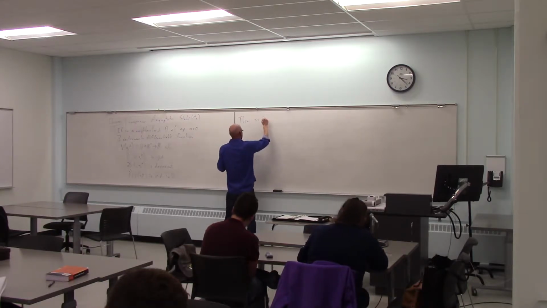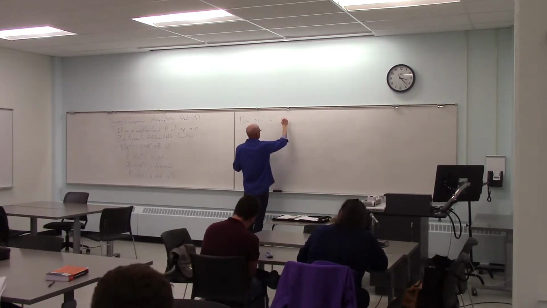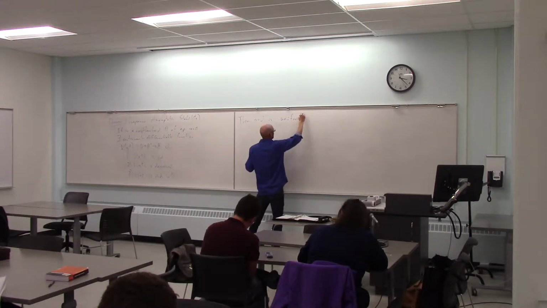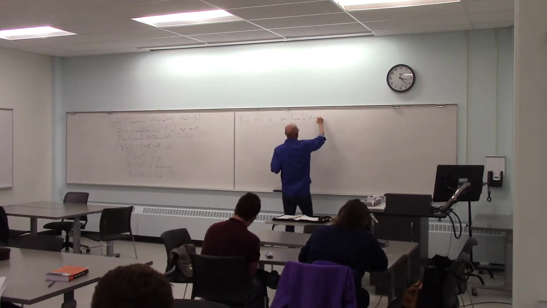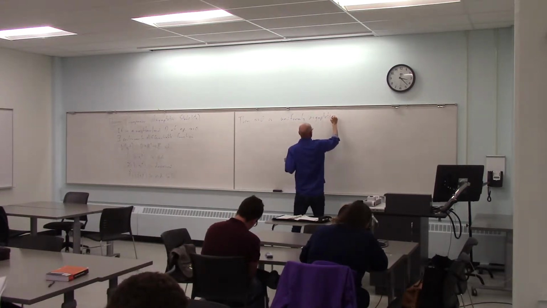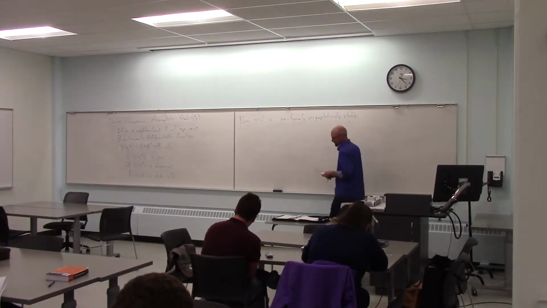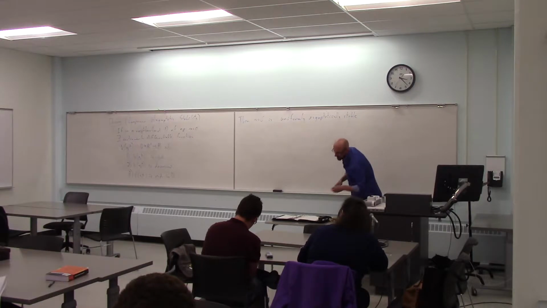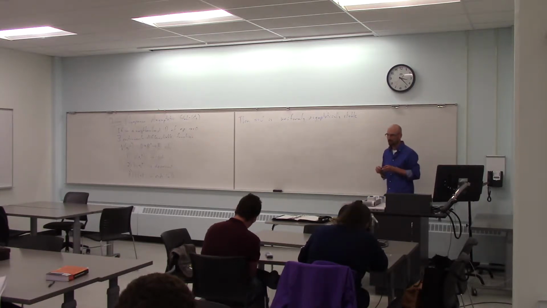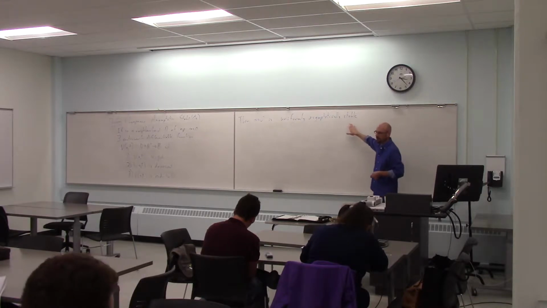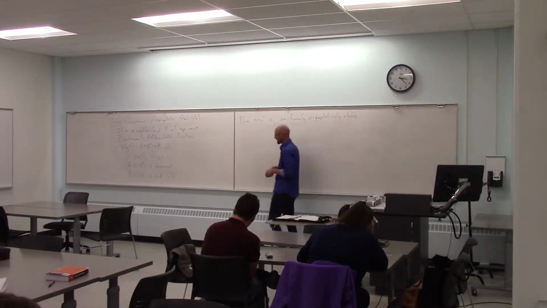Then x equals 0 is uniformly asymptotically stable. Okay, but remember that this is like a local result. We're talking about a local quality. So it's not uniformly asymptotically stable everywhere.